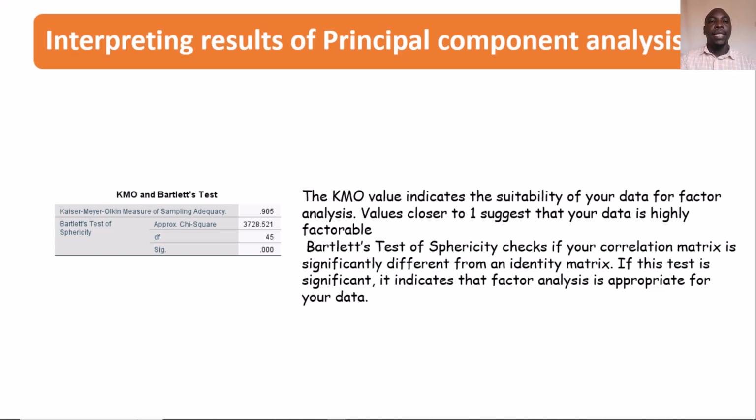In our output, the KMO and the Bartlett's test indicates the suitability of your data for factor analysis. You're interested in values close to 1. But in practice, values of 0.6 and above are considered adequate. What the KMO test is simply telling you is that there is enough variance in your data that it can be partitioned by factor analysis. Then we have the Bartlett's test of sphericity, which checks if your correlation matrix is significantly different from an identity matrix. And if this test is significant, it indicates that factor analysis is appropriate.